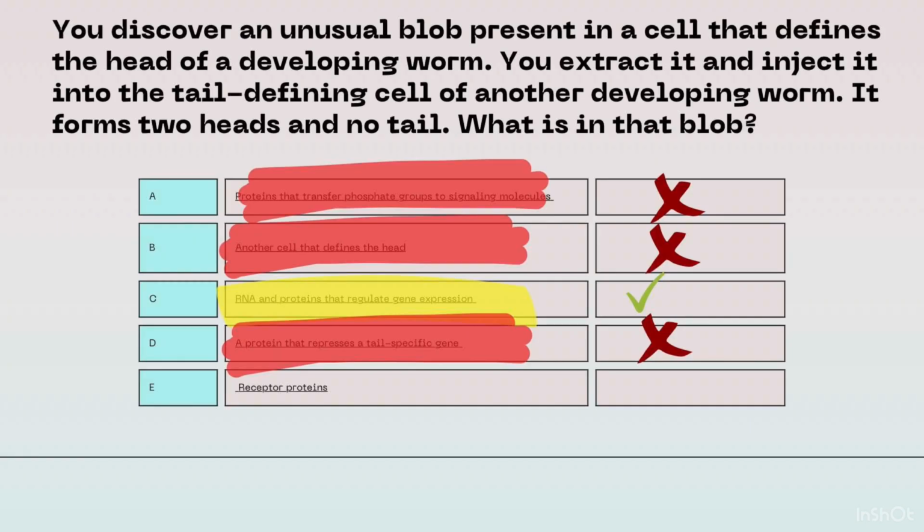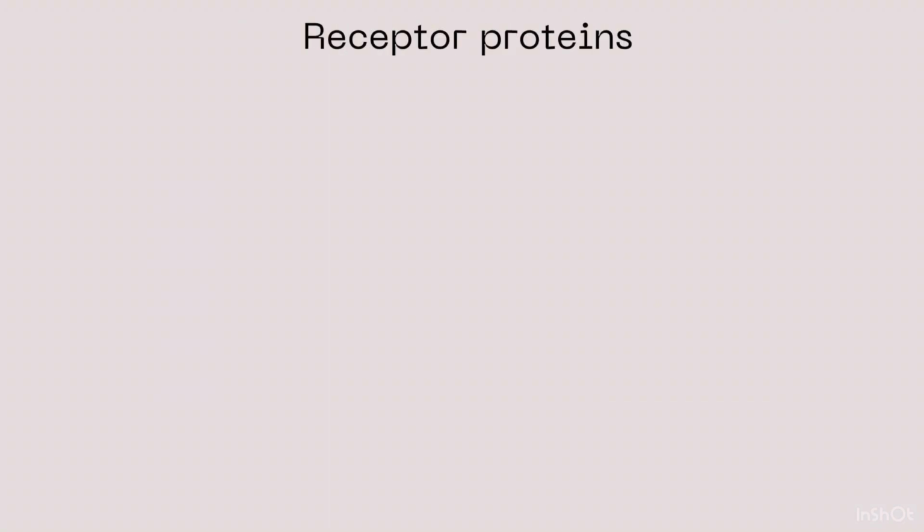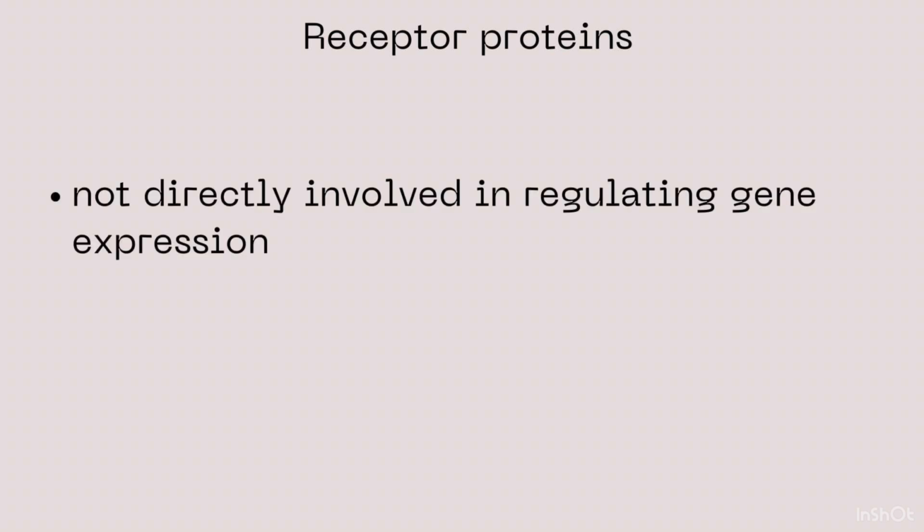So now let's look at E, receptor proteins. Receptor proteins play an important role in cell signaling by detecting signals outside of the cell, but they are not involved in regulating gene expression, which is a key factor in causing the formation of two heads instead of a tail.